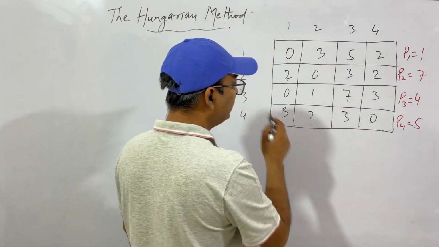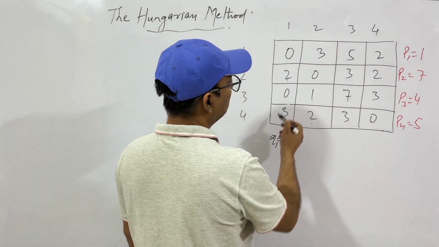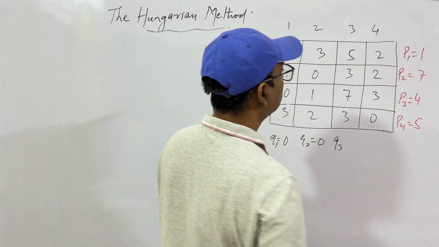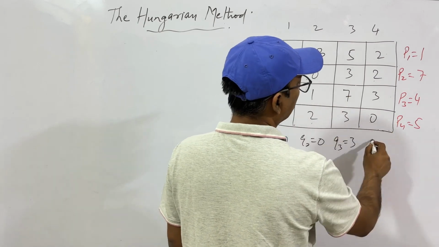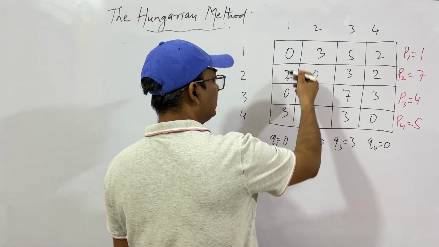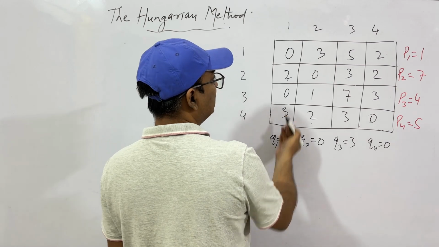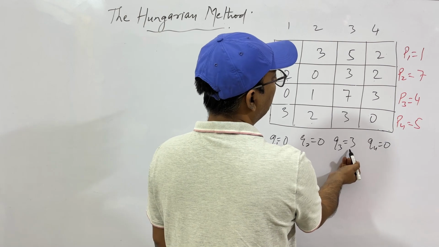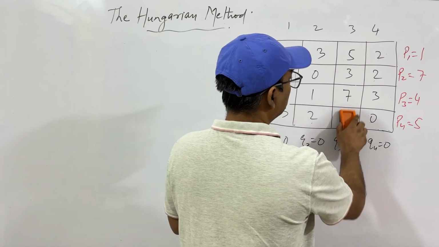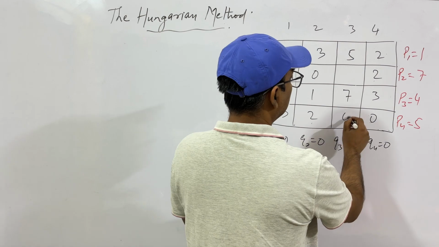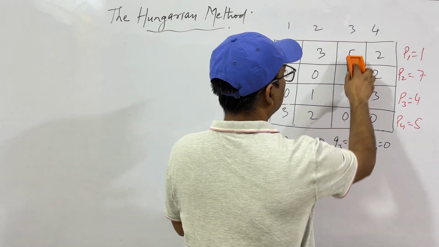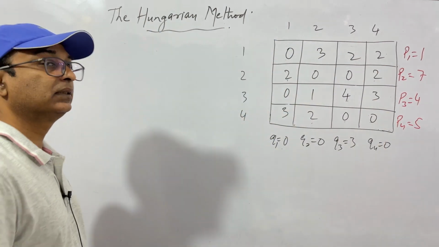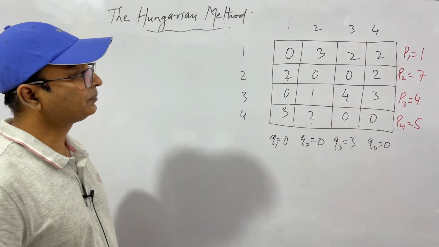Now what we do? We take Q. This is Q1. The lowest one is 0. Q2, again 0. Q3, which is the lowest one, it is 3. Q4, again 0. So now what we'll do? We'll subtract all the variables from this for every column. This is 0, so this is unaffected. Again this is 0, this is unaffected, this is 0, so unaffected. Only this one is 3. So here we'll subtract all by 3. So this is 0, this is 0. 3 minus 3, 0, this is 0. This is 4, this is 2.